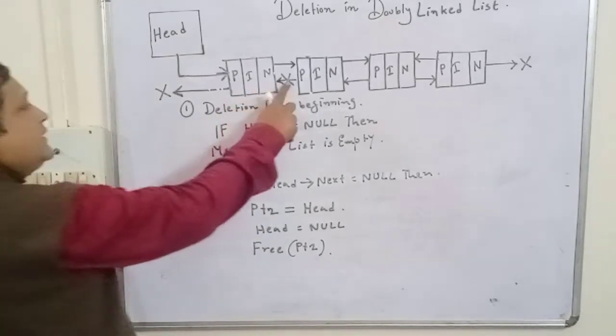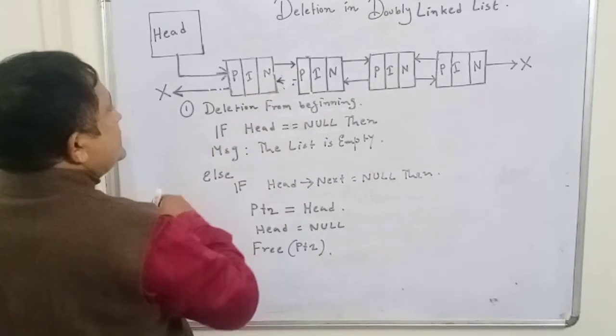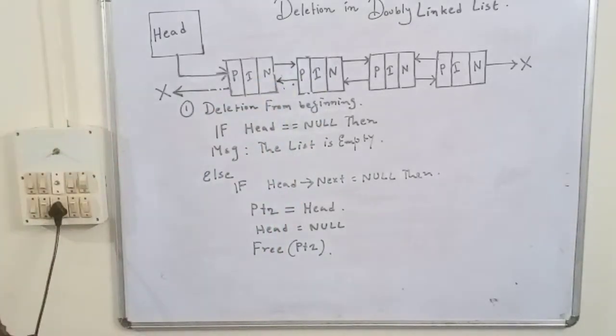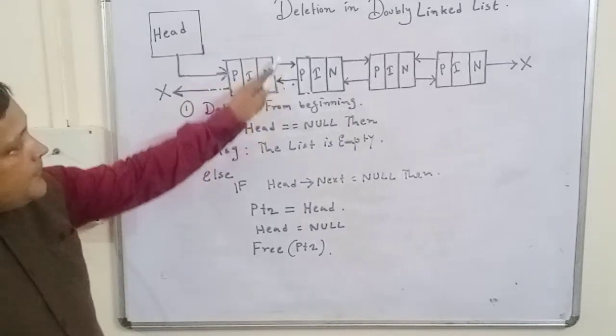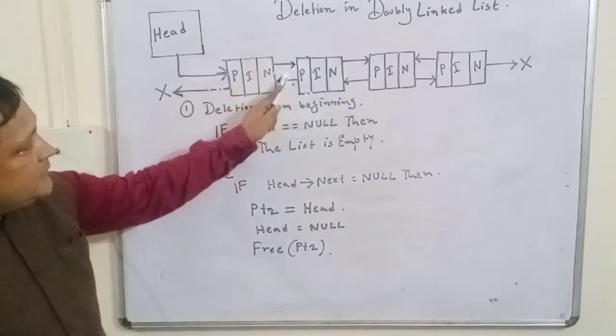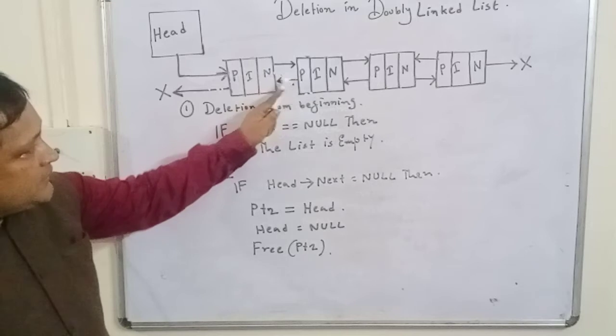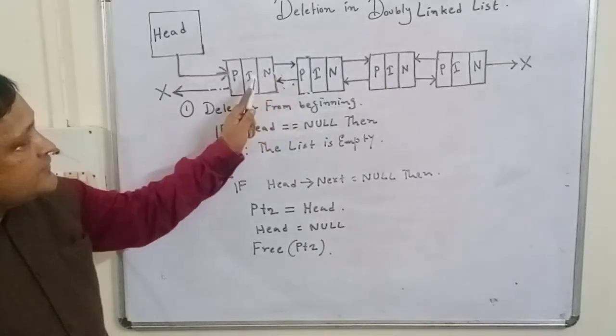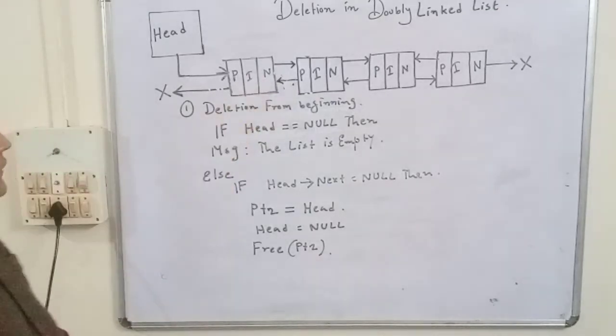We want to delete the first node. So firstly, we have to disconnect this connection. Disconnect this connectivity. The previous of the second node is having the address of the first node. So we have to first do this.